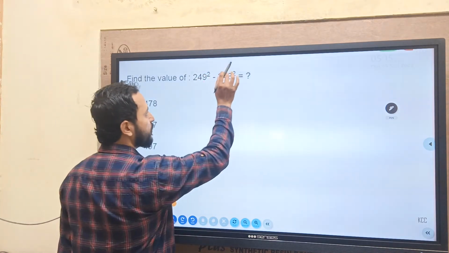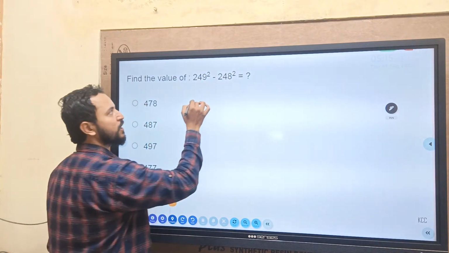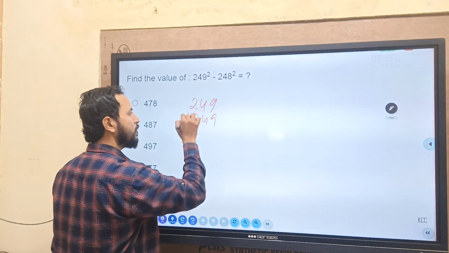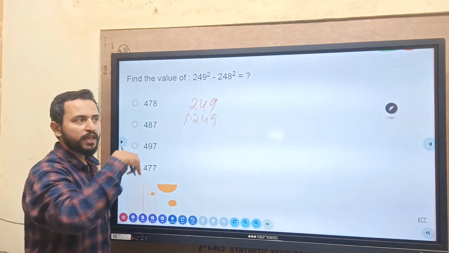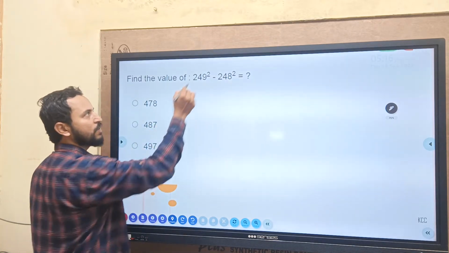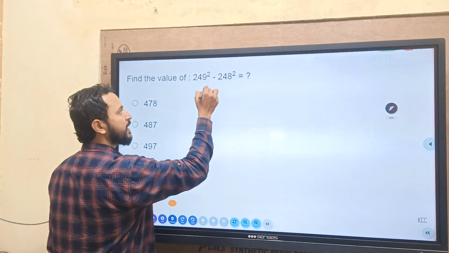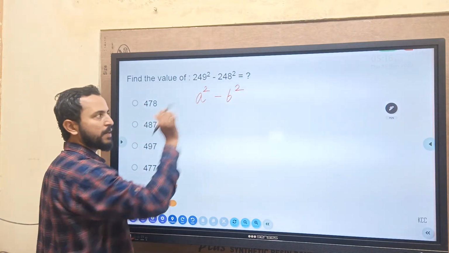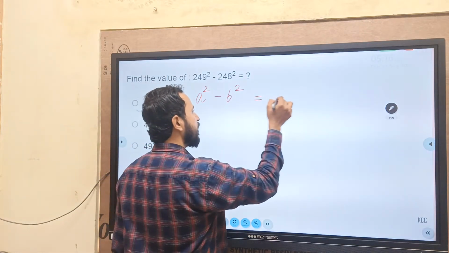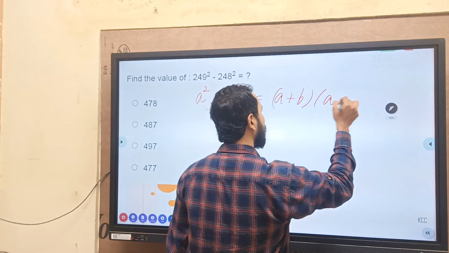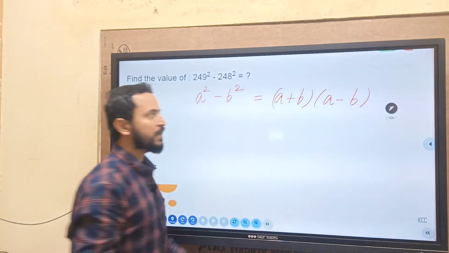Find the value of this. Now do not do this question like this, 249 into 249. Okay, the question will become very lengthy. So remember algebraic formulas. Basically it is something like a square, this is something like b square. A square minus b square formula is a plus b into a minus b. I hope everyone understood it.